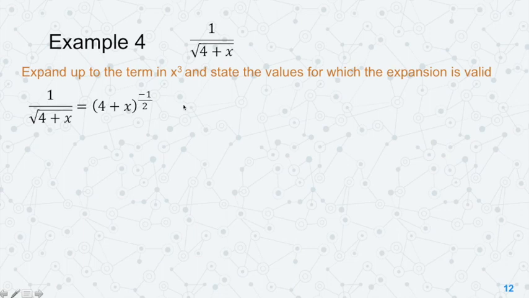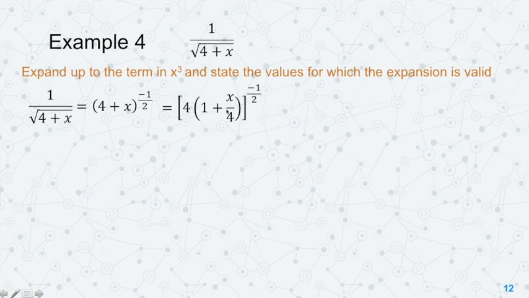But what we can do is, again, simplify or manipulate in such a way that the first term is a 1. So for us to be able to do that, we can bring out the 4, and it will look like this: 4 times 1 plus x over 4. So this is equivalent to 4 plus x, right? And the whole thing will be raised to the power of negative half.